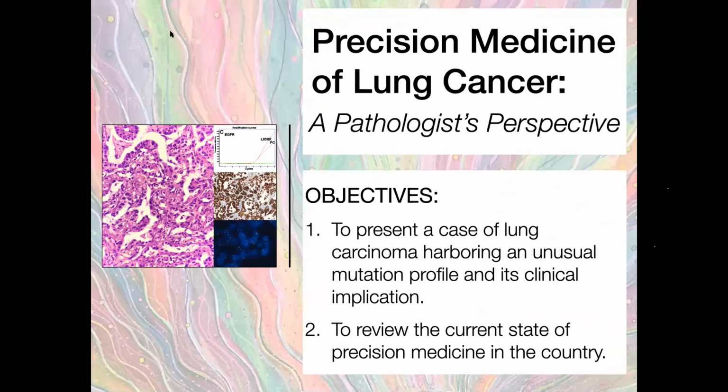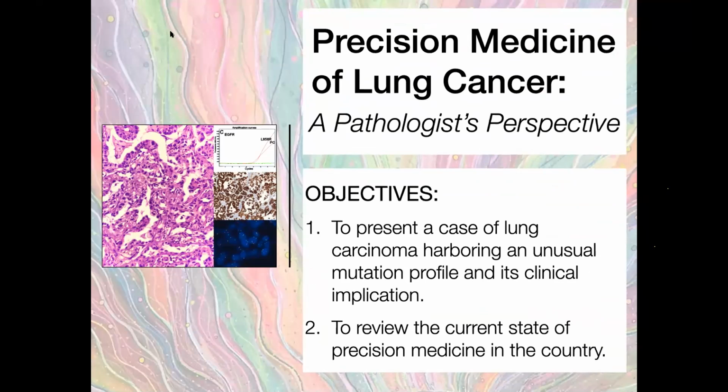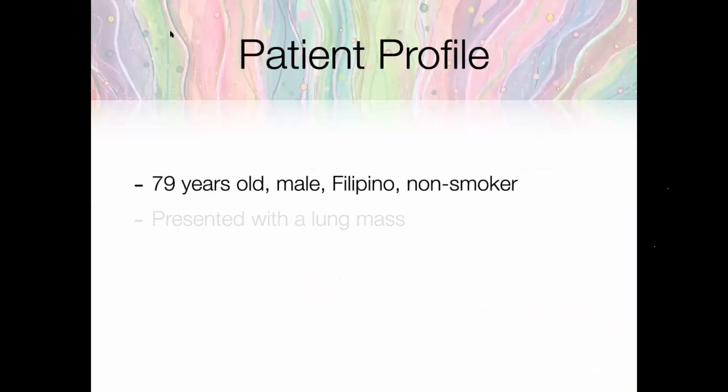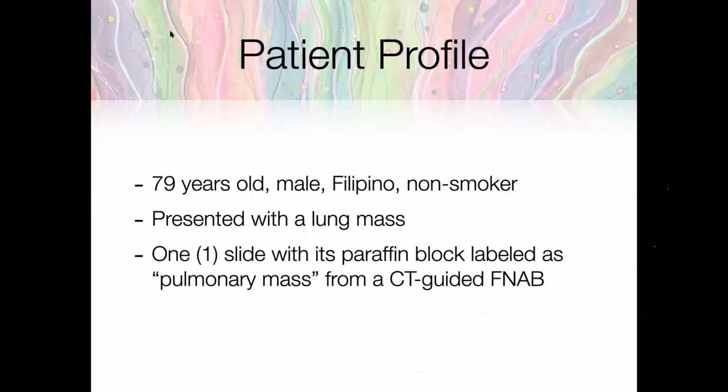My objectives for today's CP presentation are to present the case of lung carcinoma harboring an unusual mutation profile and its clinical implication, and also to review the current state of precision medicine in the country. The patient is a 79-year-old Filipino male, never smoker, presented with a pulmonary mass on chest X-ray, which was then confirmed by chest CT scan. This was a case from another institution and was referred to us for EGFR molecular testing. We received a slide with its corresponding paraffin block labeled as pulmonary mass.